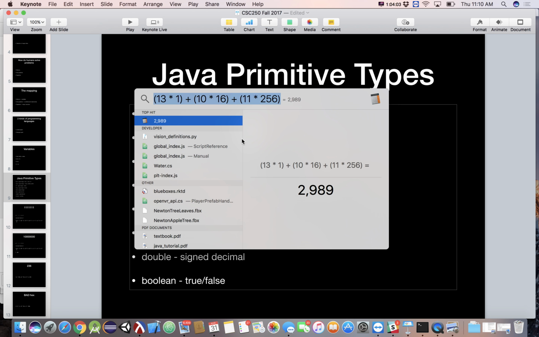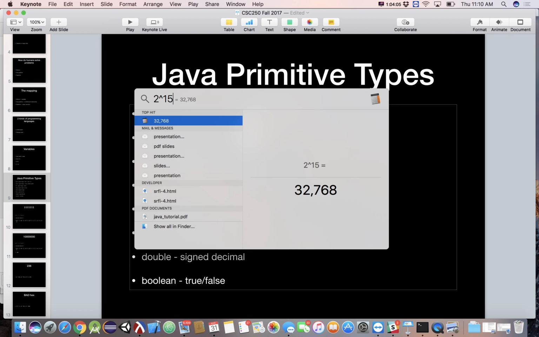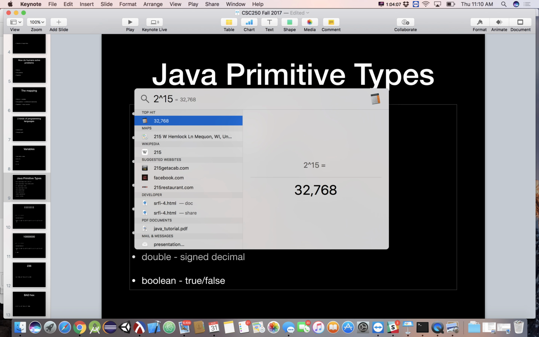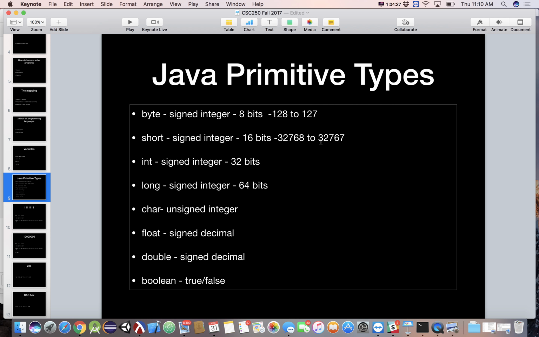So if I come in here and I say 2 to the 15th power, we get our 32,768. Throw a negative sign on it, that's our smallest number, negative 32,768. The largest number is one smaller than that, because we lost one bit because we were storing it for the negative. So negative 32,768 to positive 32,767.